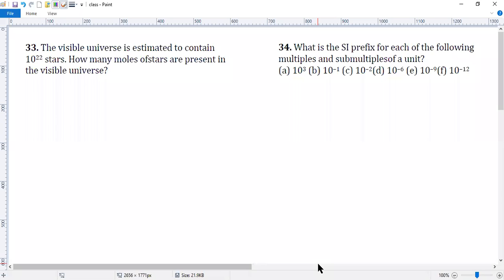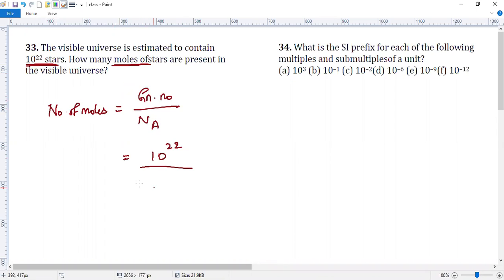In question number 33, the universe is estimated to contain 10^22 stars. How many moles of stars are present in the visible universe? The number of moles is equal to the given number divided by Avogadro's number. The given number of stars is 10^22, divided by 6.022 × 10^23. Upon dividing, you get the answer as 0.0166.